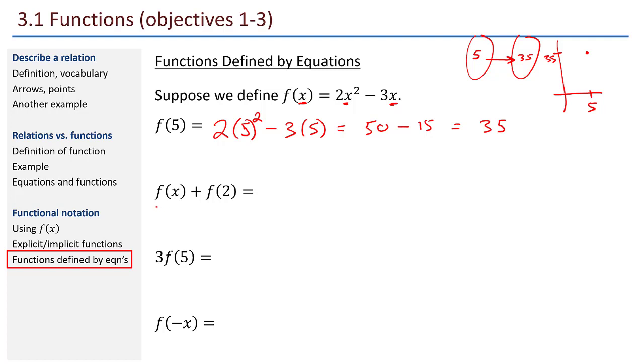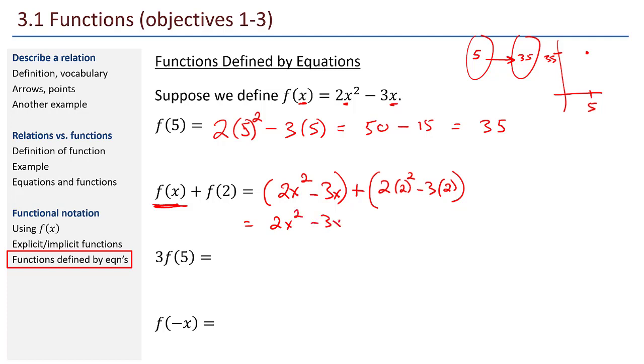What's the value of f of x plus f of 2? Well, the f of x is easy. I'll just repeat what I see up on top. 2x squared minus 3x plus, oh, now I need f of 2. All right, let's put f of 2. So I'm putting 2 in place of x. 2 times 2 squared minus 3 times 2. All right, so that's 2x squared minus 3x plus, and if I simplify all that, let's see, 8 minus 6, looks like it's 2.